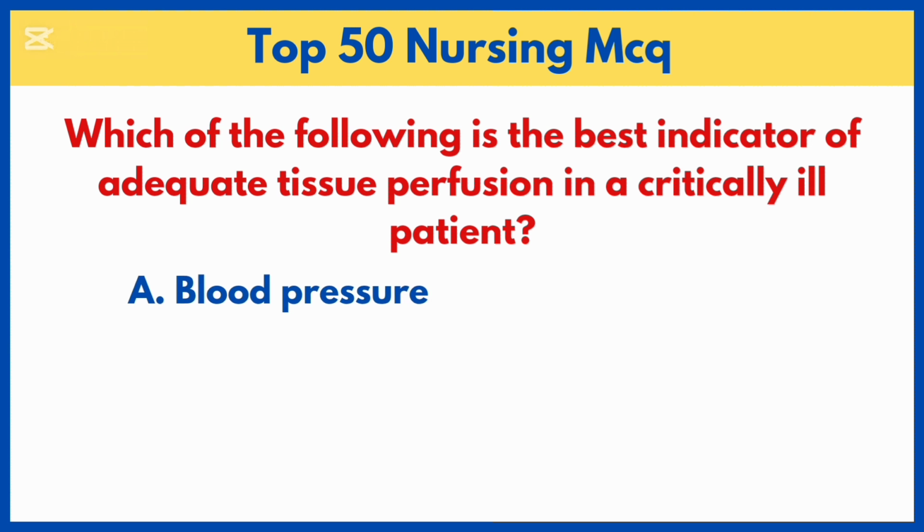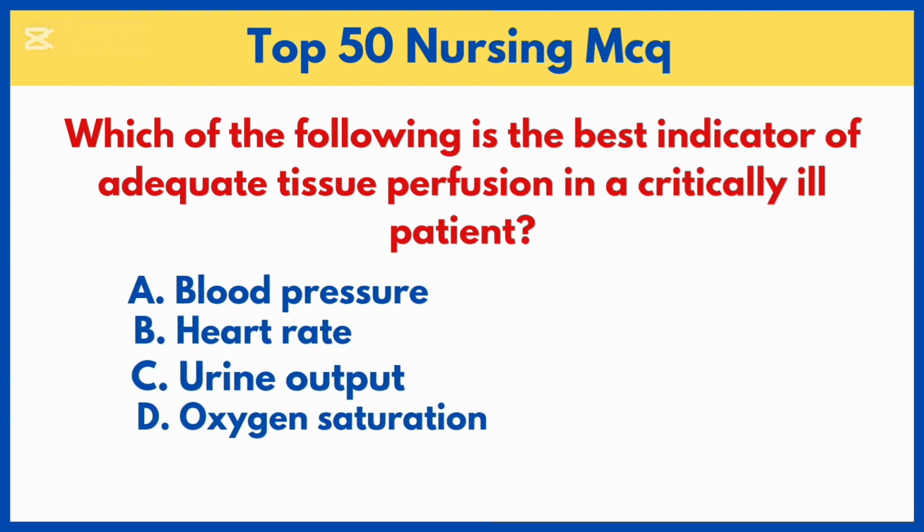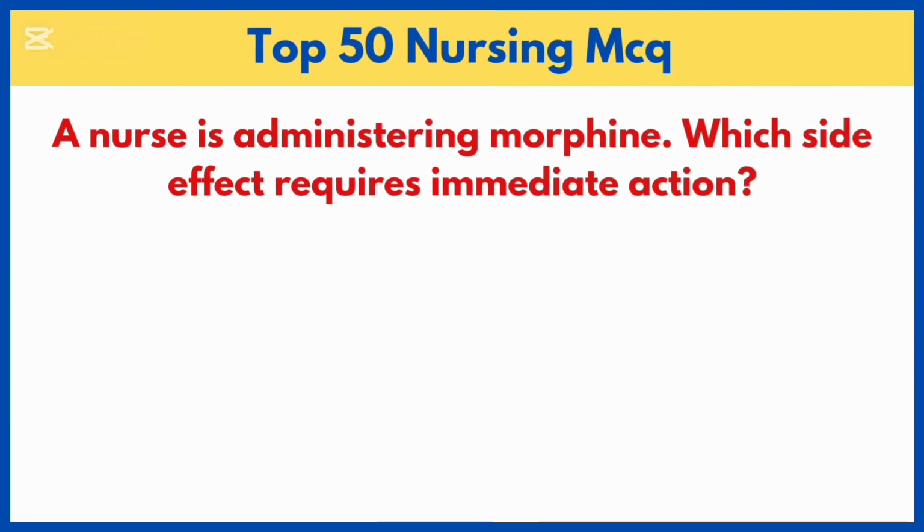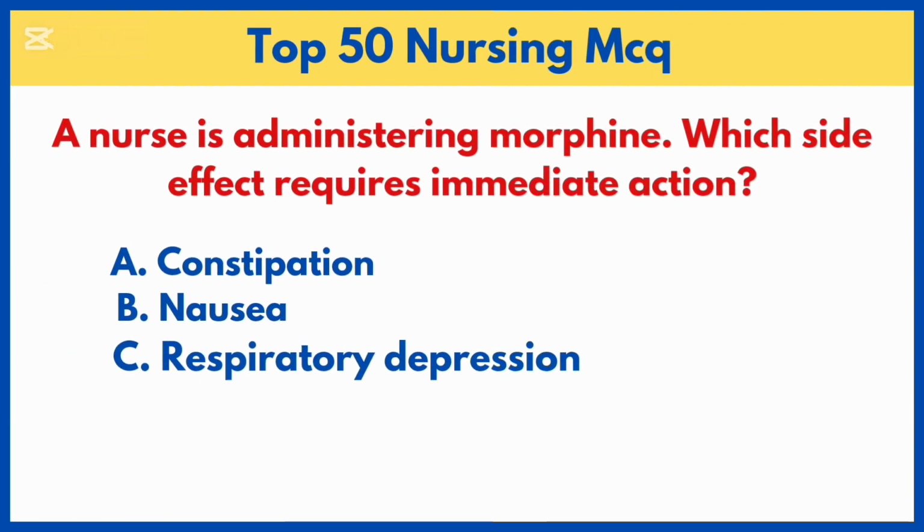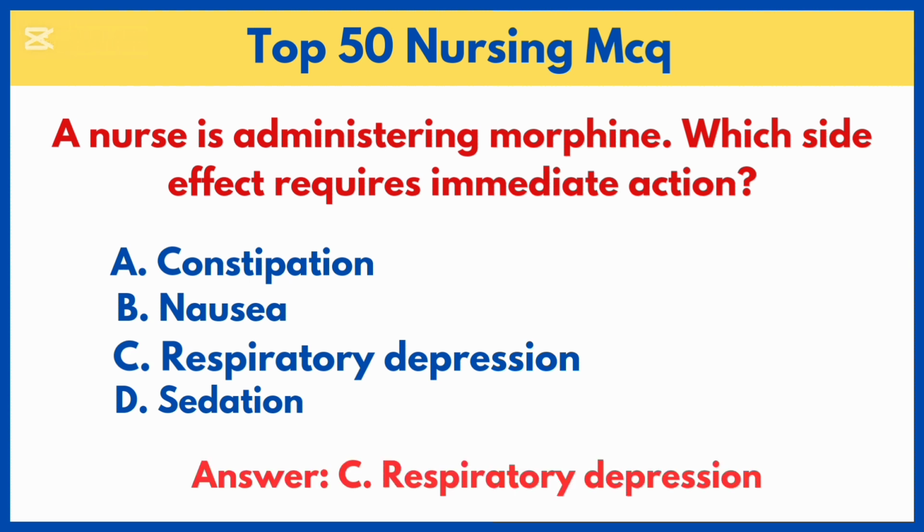Which of the following is the best indicator of adequate tissue perfusion in a critically ill patient? Correct answer is option C. Urine output. A nurse is administering morphine. Which side effect requires immediate action? Correct answer is option C.